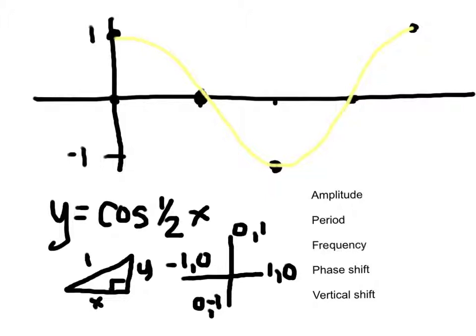So now let's take a look at what happens to the cosine function if the period changes. This function has an amplitude of 1. It has a period of 2 pi divided by 1/2. That's 4 pi, or a frequency of 1 over 4 pi. No phase shift, no vertical shift.